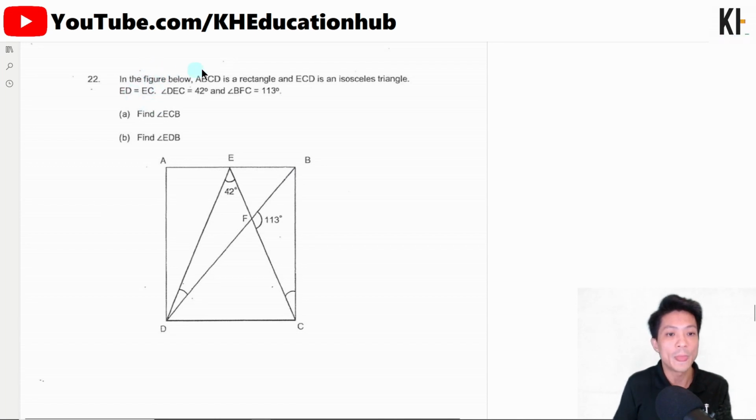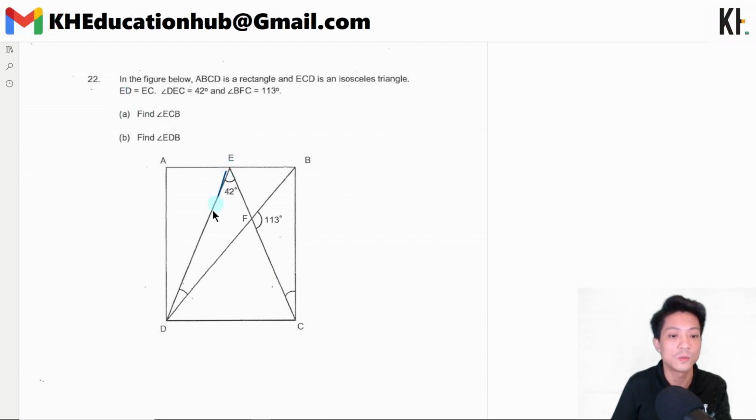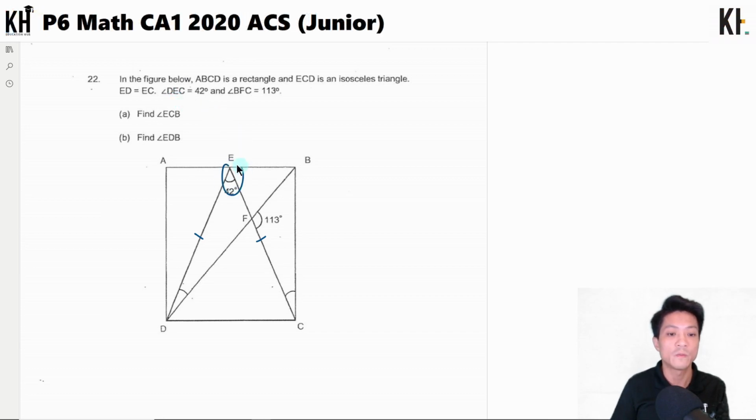Question 22. In the figure below, ABCD is a rectangle and ECD is an isosceles triangle. ED is equal to EC. I'm gonna mark it out first. DEC is equal to 42, already given. BFC is equal to 113. So find ECB first.